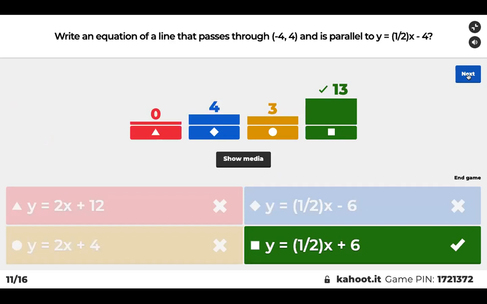Again, that would be section 2.4 as well. We did a lot in section 2.4. So using y equals mx plus b, or the point slope form, y minus y1 equals m times x minus x1. Parallel means the same slope. So I have to use the slope of 1/2 and then plug in the ordered pair of negative 4 and 4. Questions?